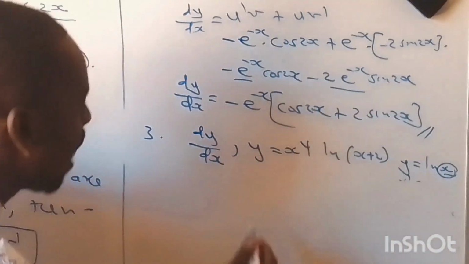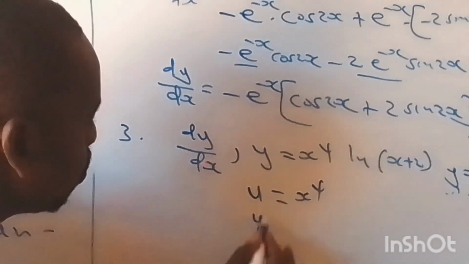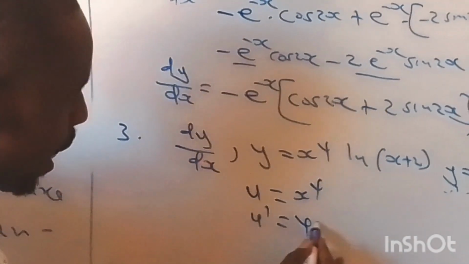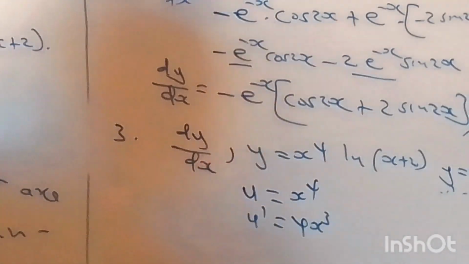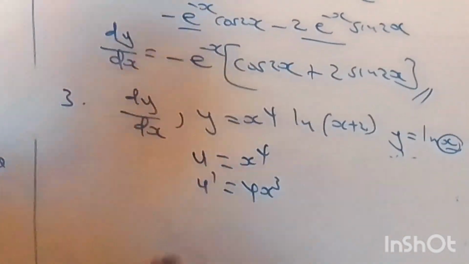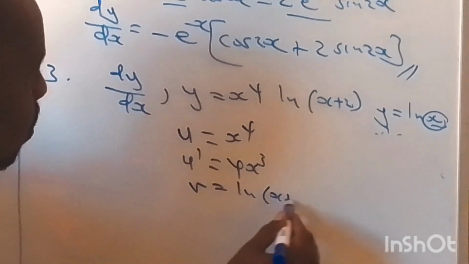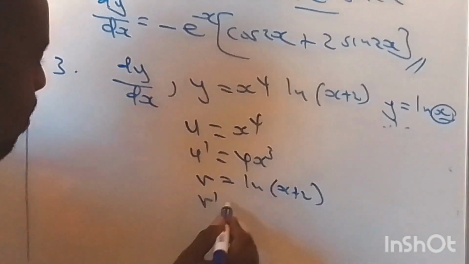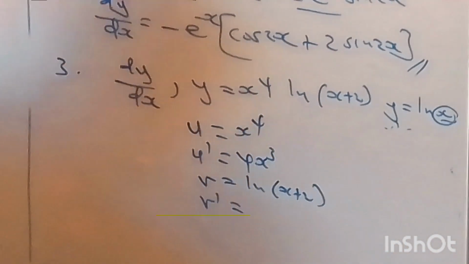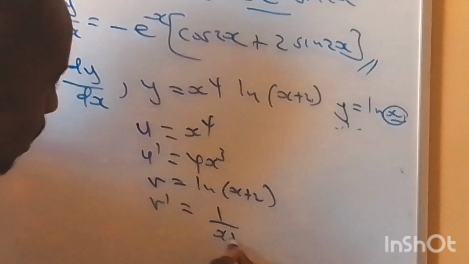So let's have our u to be x raised to 4. So u prime is, differentiate that. If we differentiate that, we get 4x raised to 3. Remember the power, you subtract 1. Then v is ln of x plus 2. So the v prime is, apply what we have just learned there. You differentiate that, which is 1 over x plus 2.